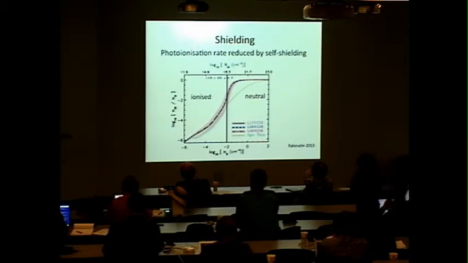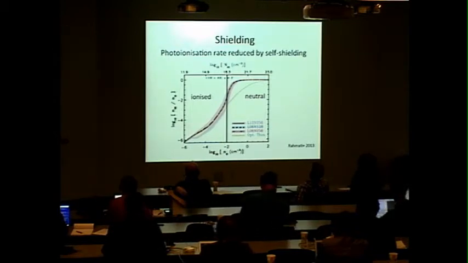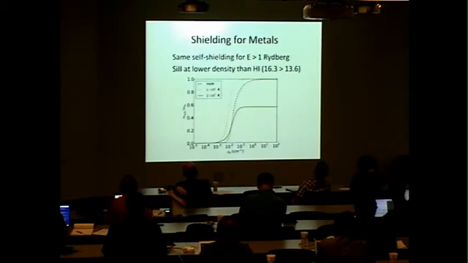So the exact details of this transition don't matter a huge amount for this. What matters is that above a critical density, you're neutral, and below a critical density, you're more or less ionized. And this critical density is roughly 10 to the minus 2. So what matters is the position of the critical density, not the exact details of the transition, to first order. But we're not looking at neutral hydrogen here. We're looking at silicon. We're looking at metals. So you have to find some way of prescribing the way the self-shielding works for the metals. This is what I've done.